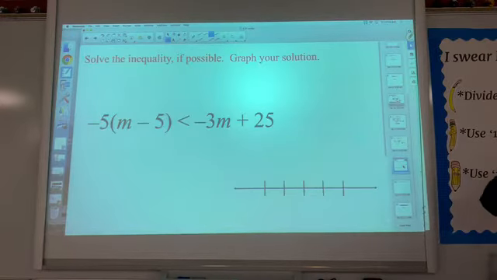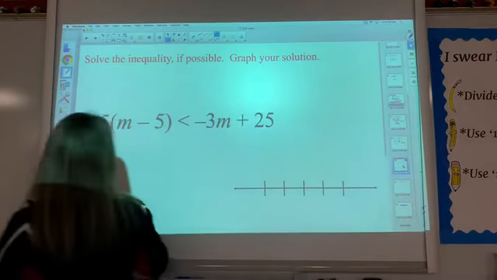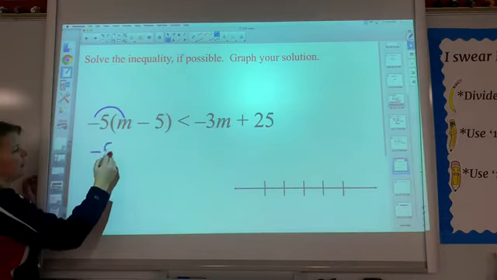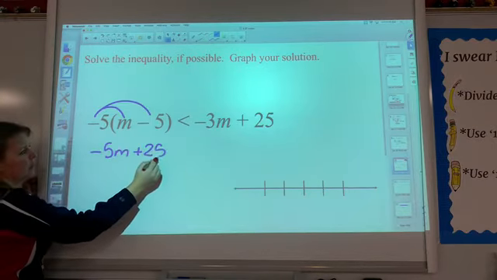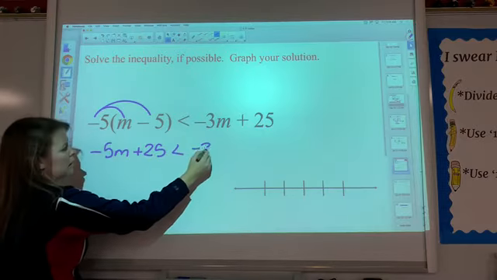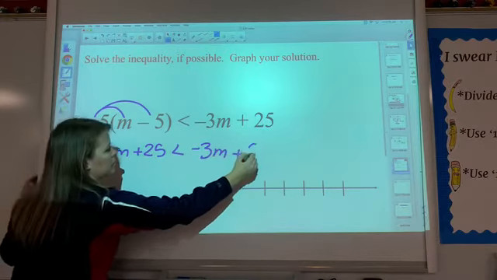Okay, we have 3 more problems to do. This has the same instruction, solve the inequality if possible, but this one asks you to graph your solution. Why would it ask us to graph our solution? Go ahead and write the problem down. -5(m - 5) < -3m + 25. Looks like we're going to distribute first. So we'll go negative 5m. A negative times a negative is a positive 25, is less than negative 3m + 25.